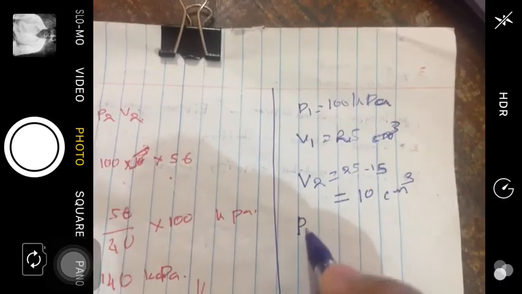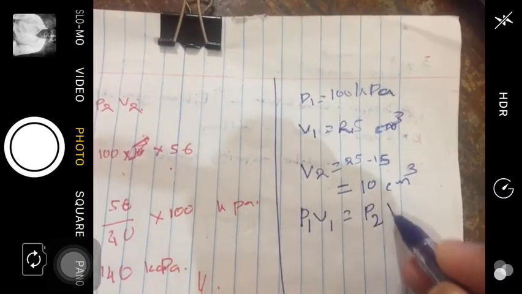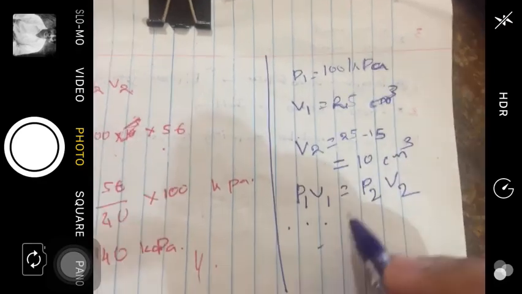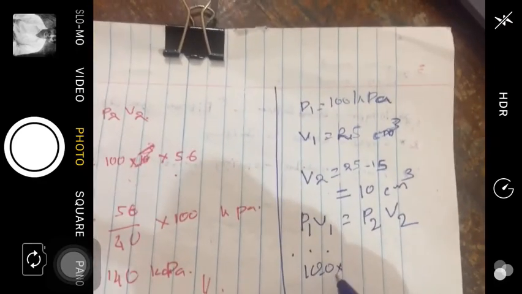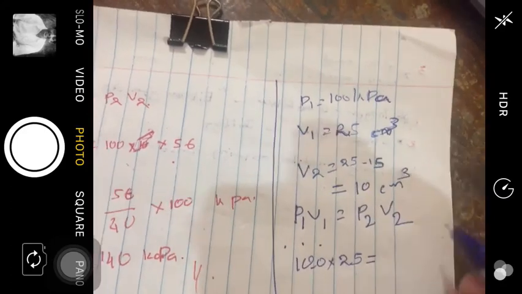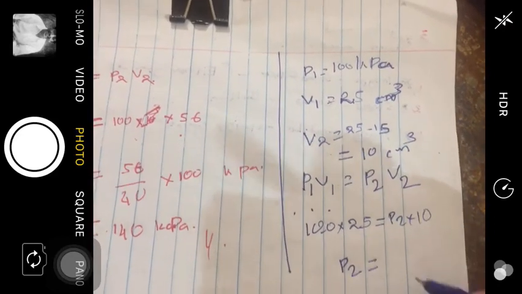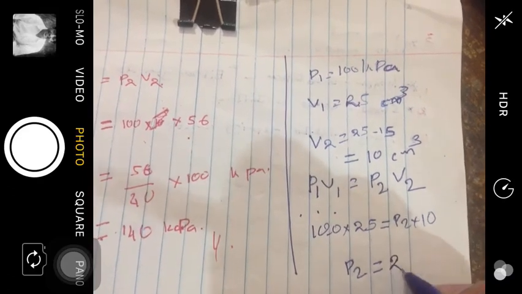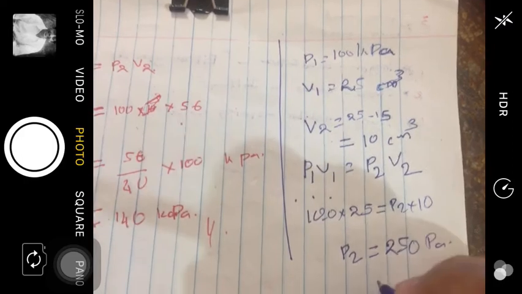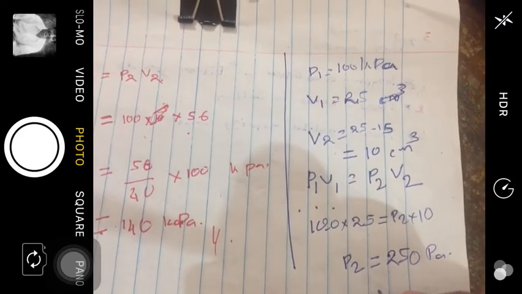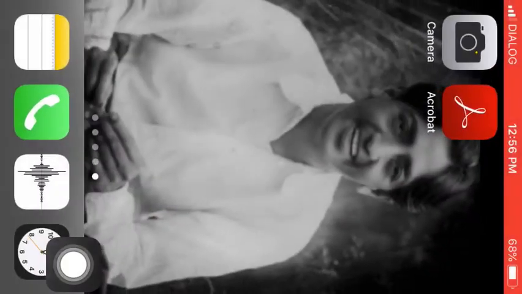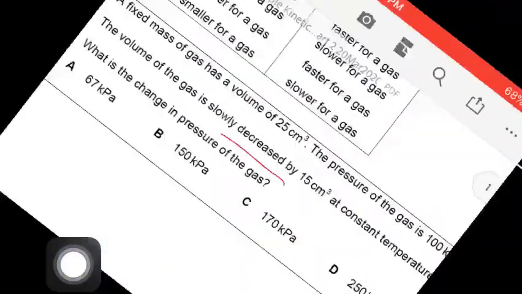So first let's calculate the final pressure. So P1 V1 equals P2 V2, initial pressure, initial volume, final pressure, final volume. So 100 times 25 equals P2 times 10. So P2 is going to be 250 kilopascals. Again, there's a possibility of committing a mistake. Now if you look at the answers, in the answers this 250 is also given.